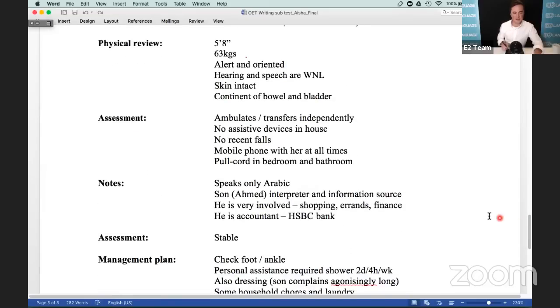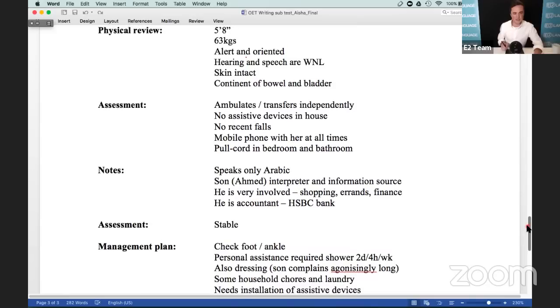Let's have a think about these case notes here. Can I squeeze them onto the page? Yes, I can just squeeze them onto the page. Have a think about these ones.